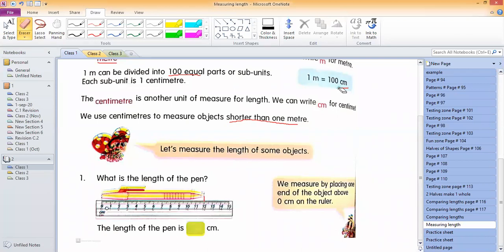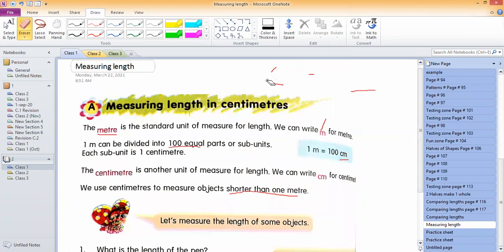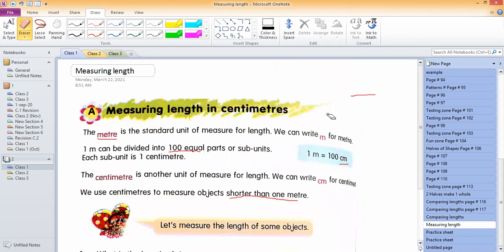And we will do some practice with the help of worksheets also. So I'm going to start with the worksheet where you will learn how we can measure the length. And then we will practice for this measuring length. We will learn the measuring length in centimeter and meter as well. All right, guys. So I'm going to start measuring length in centimeters.